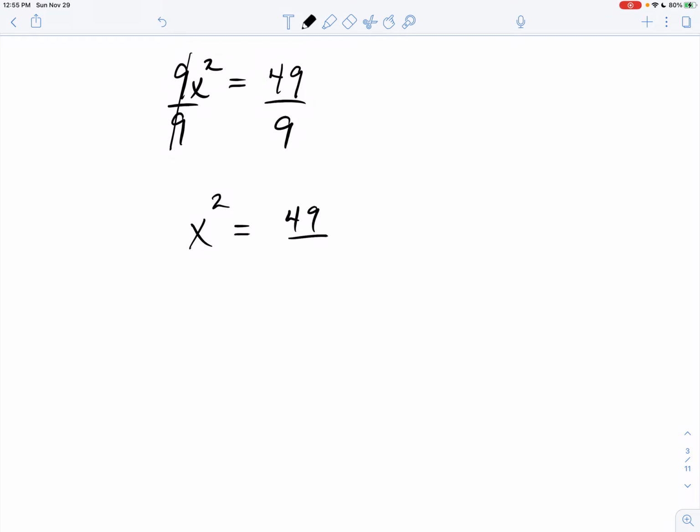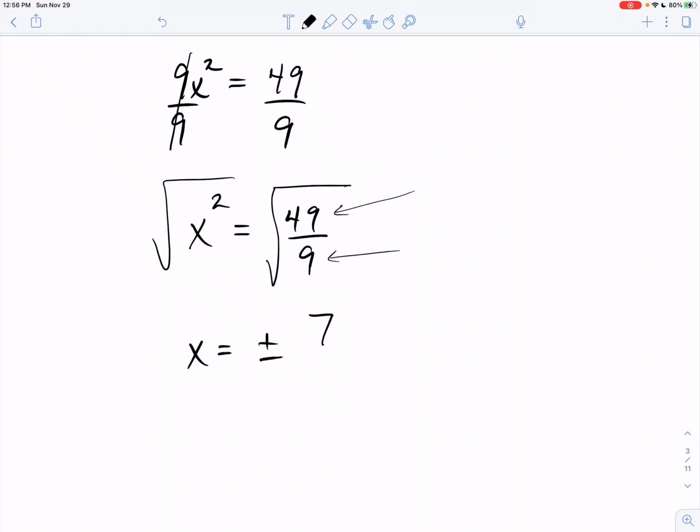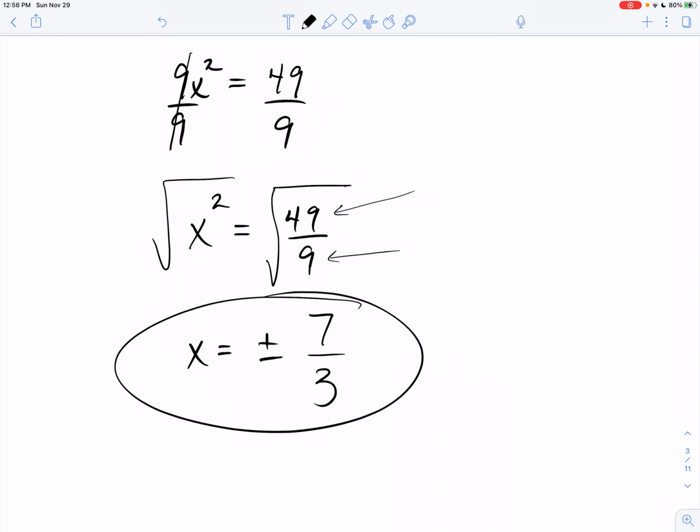And I got 49/9. And you might go, oh, I hate fractions. But don't fear. Check this out. Ready? Okay. Let's root. x equals plus or minus. Now, what is the square root of 49? Oh, it's just 7. Hey, even better. What's the square root of 9? Oh, it's 3. So my answer is plus or minus 7/3.